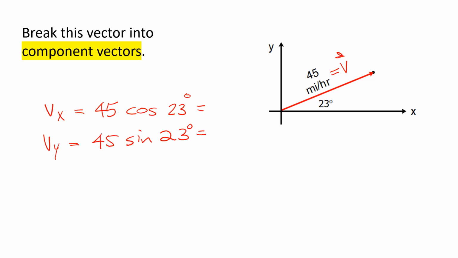So 45 cosine 23 degrees gives us 41.4. This gives us 17.6, and the units, which I left off, are miles per hour. So the units for the components are the same unit as the magnitude of the original vector. So those are the components.